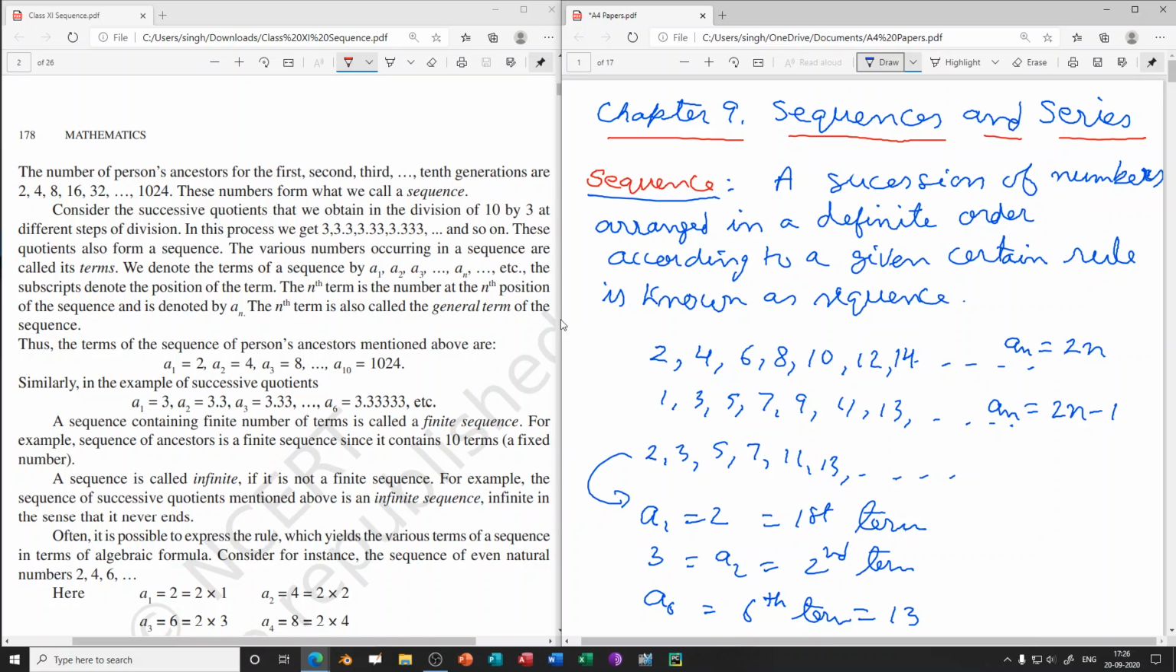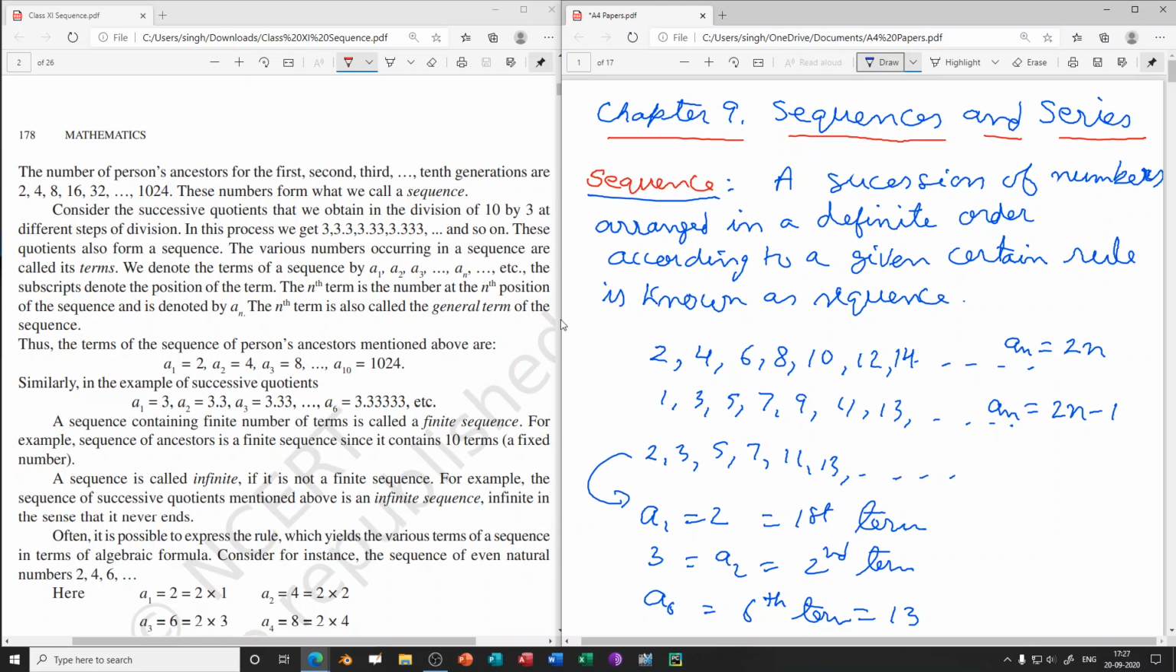But suppose in the same way if you want to write the 100th prime number, is it possible? It is not possible for us unless we go on finding the prime numbers. So that means we cannot write every time the formula for the nth term. So sometimes we can only write the rule, but the formula is not possible for us to write.